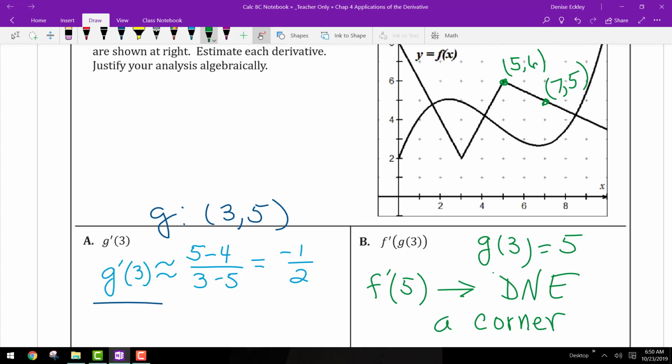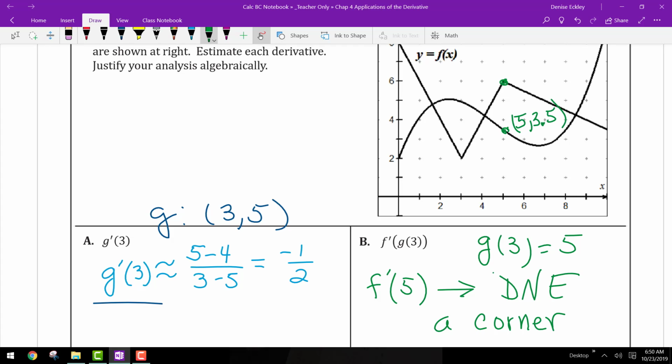So g of 5 is right here. So it's about, I guess, let's call it 3.5. So this point is (5, 3.5). Let me get rid of these other points here so they're not distracting. I can draw this a little bigger. So here we are, 5. So we're right there. So this is (5, 3.5).